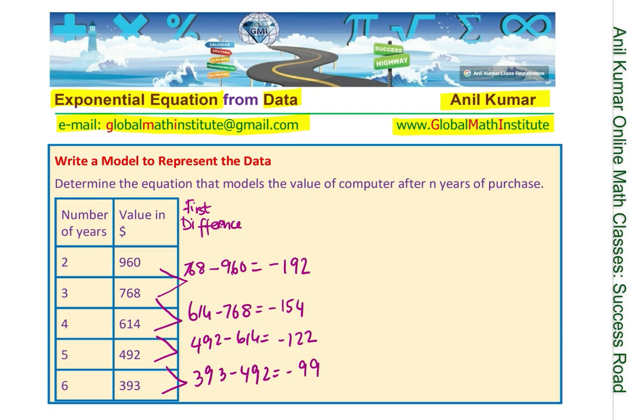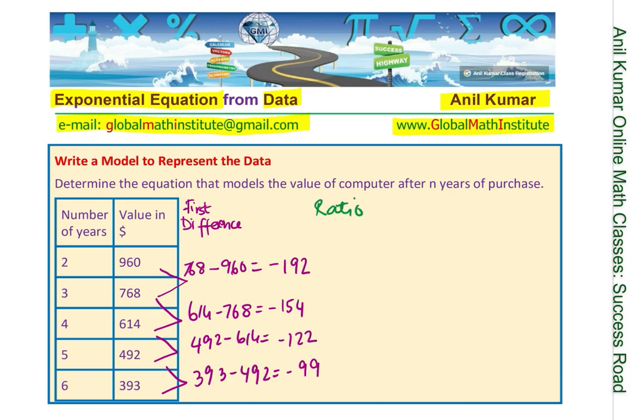Since the first difference is not constant, it's not linear, and we see that there is a lot of difference between them. The second difference will also not be constant. So now let's find out the ratios of all these. Let's calculate the ratio.